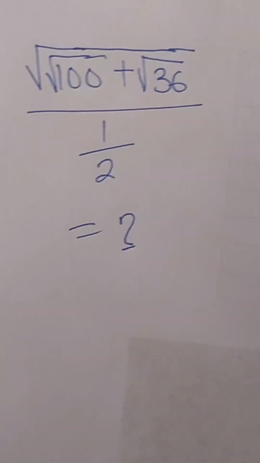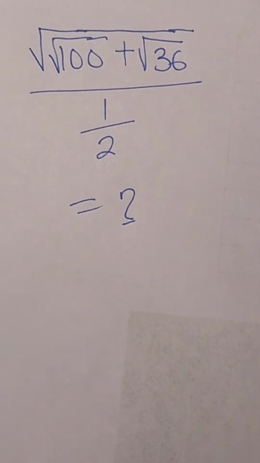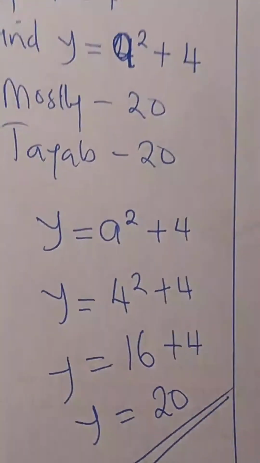So let me solve the next question. Please participate. These questions are much easier. All right, they are a lot easier. Okay, so let's solve this. We have the square root of 100 plus the square root of 36, all over 1/2, is equal to what? All right, solve this. This question is a lot easy. Square root of 100 plus square root of 36, and this is question number 22.